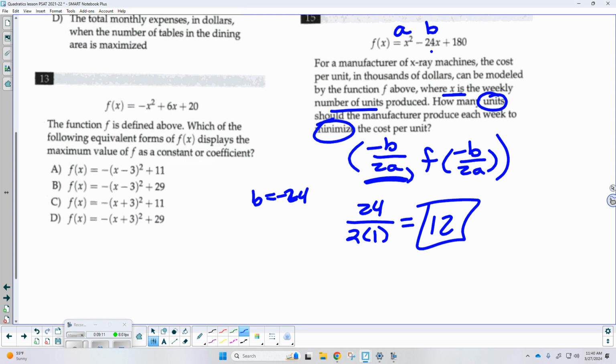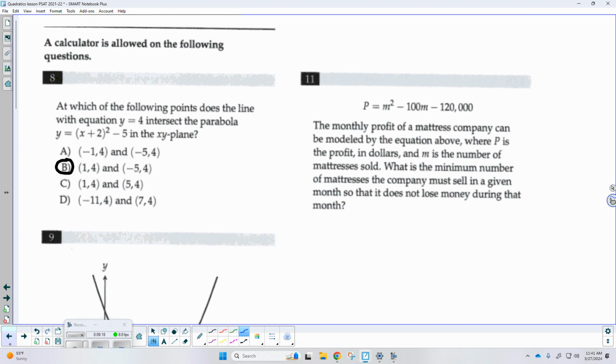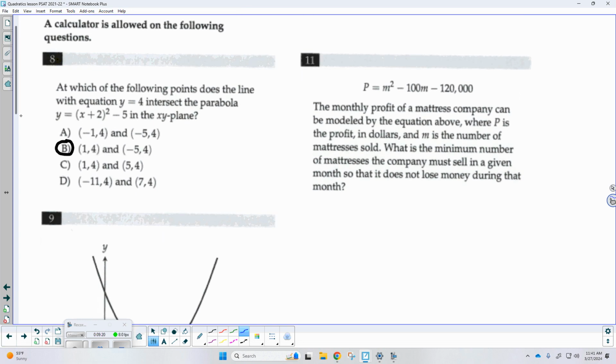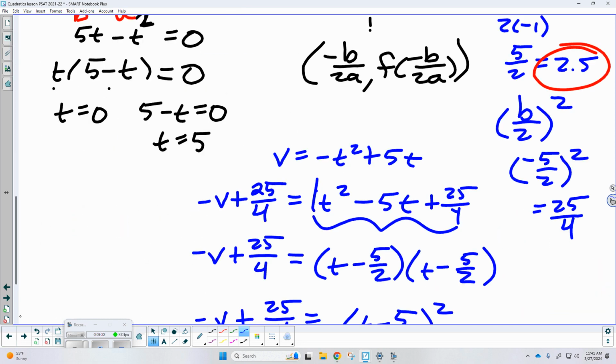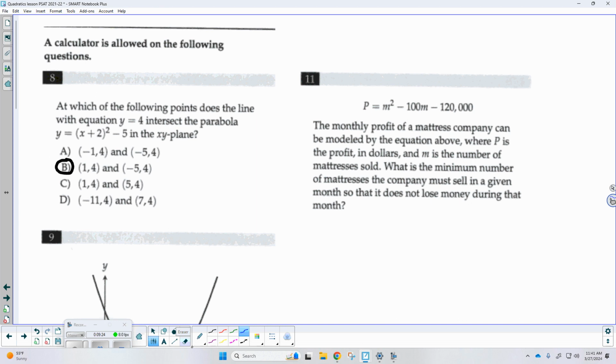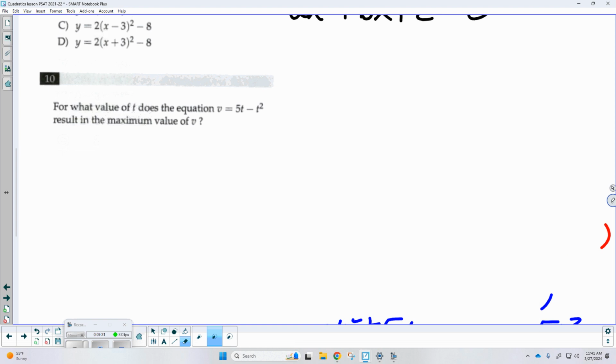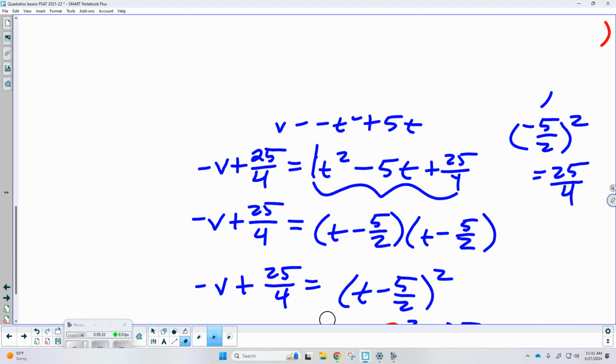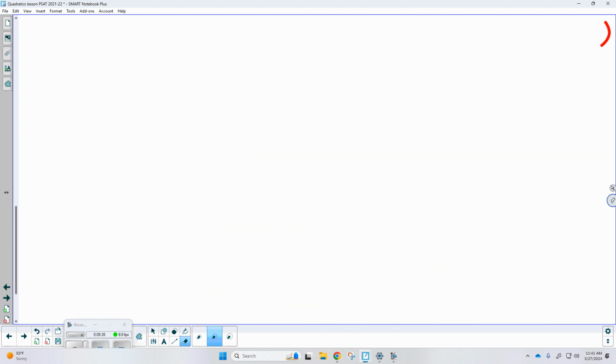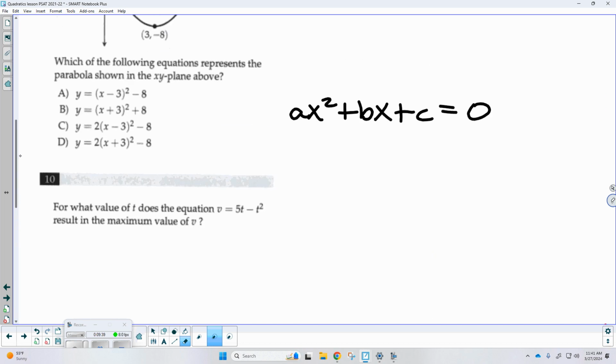Okay. Let's try 10. What's 10? Oh, wow, I got a lot of stuff on there. Let's not erase that. Okay, so there we go. Just kind of forget about that. La, la, la, la, la. Looks like I put that in vertex form.